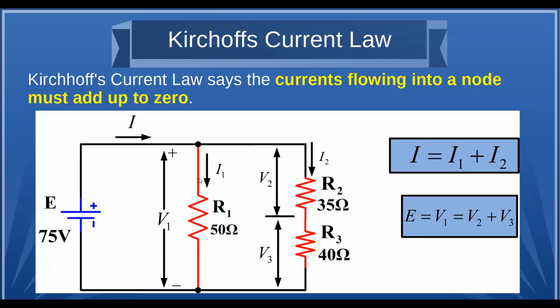Now, over here, we have the current law. So we have a node at this point. I have a current I going into this node, and I have a current I1 coming out and I2 coming out. So those will equal this one. So it's zero. When you get into trying to analyze circuits, those are very important concepts. Not that you need to know that for the technician exam.